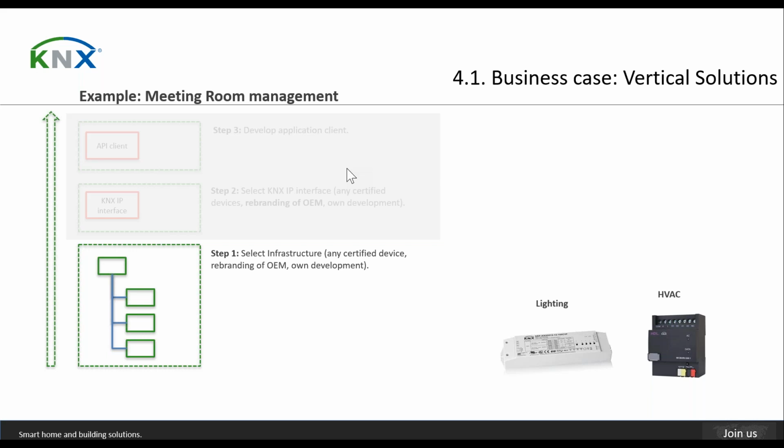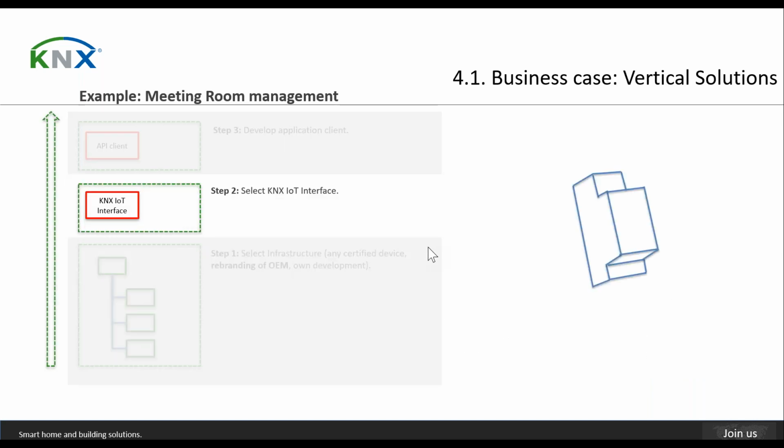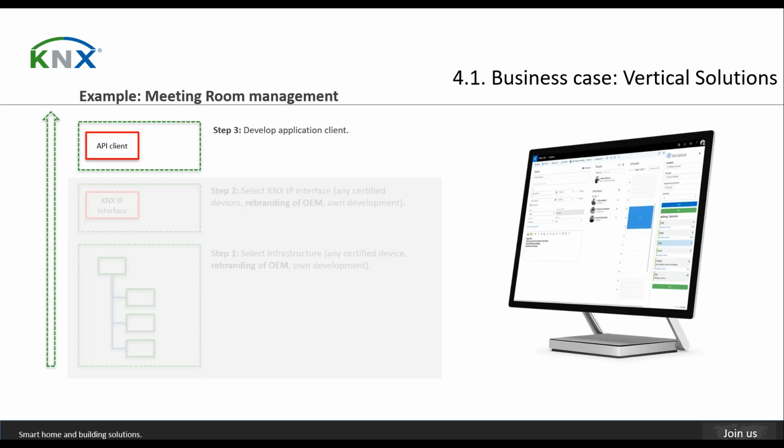Thanks to the rich ecosystem of KNX, of the existing certified devices, and now thanks to this KNX IoT interface, these vertical solutions can be built. You just need to select the devices that you require to perform the actions, HVAC actuators, lighting. You can use existing devices. You can develop your own ones. You can do OEM with existing devices. Then you need a KNX IoT interface, and then you develop your application client.